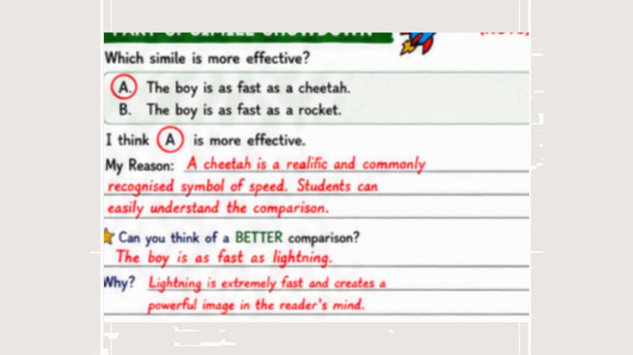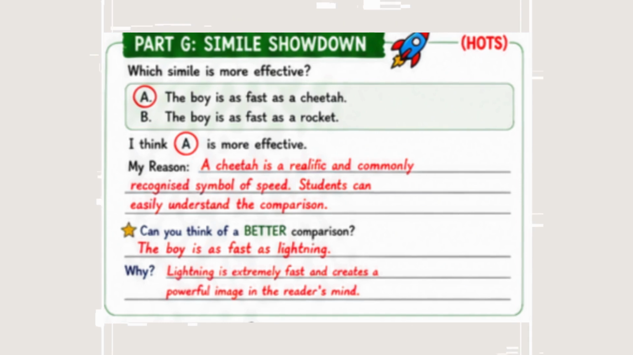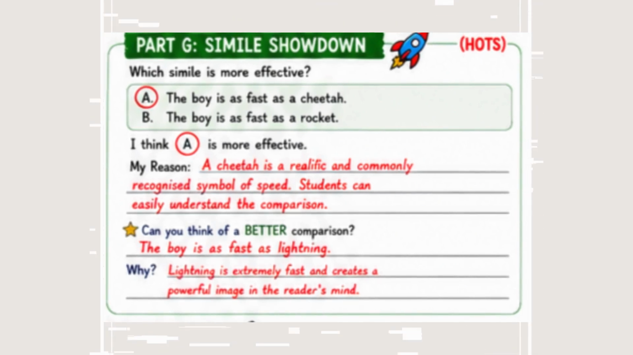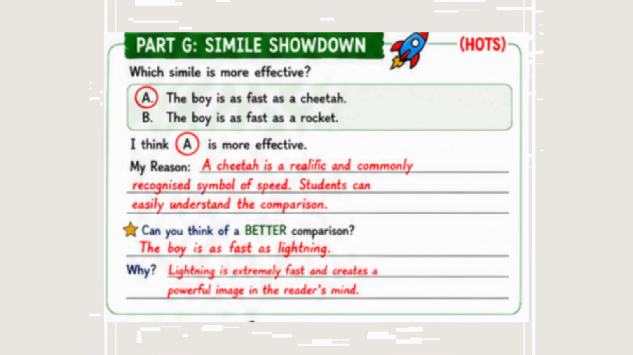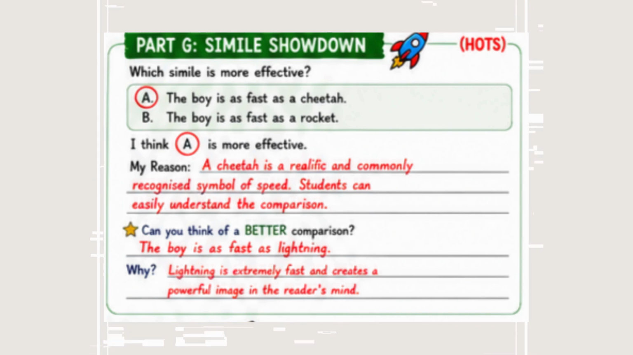In Part G, students compare 2 similes and decide which one is more effective. In this part, they must justify their answers and suggest an even better comparison if possible. This higher order thinking skills activity encourages evaluation, reasoning, and also creativity.